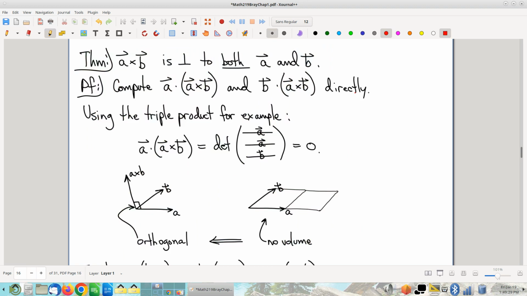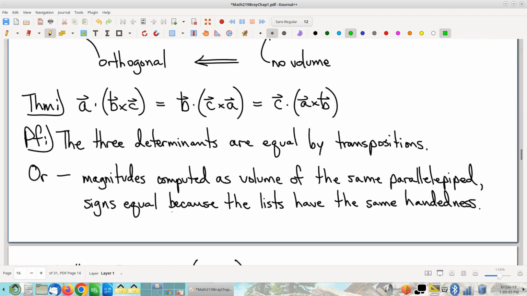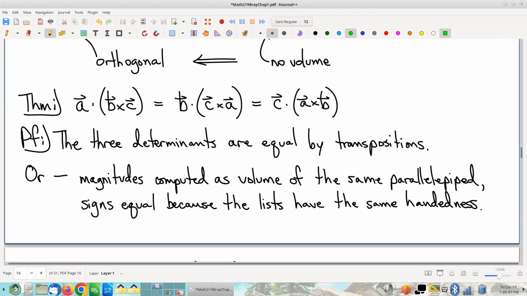Okay, so again, neat fact, I think you probably already know this one, but cross products are always orthogonal to both of the input vectors. Argument for your consideration. Let's see here. Here's another one. This one's weird looking. These triple products are all equal.